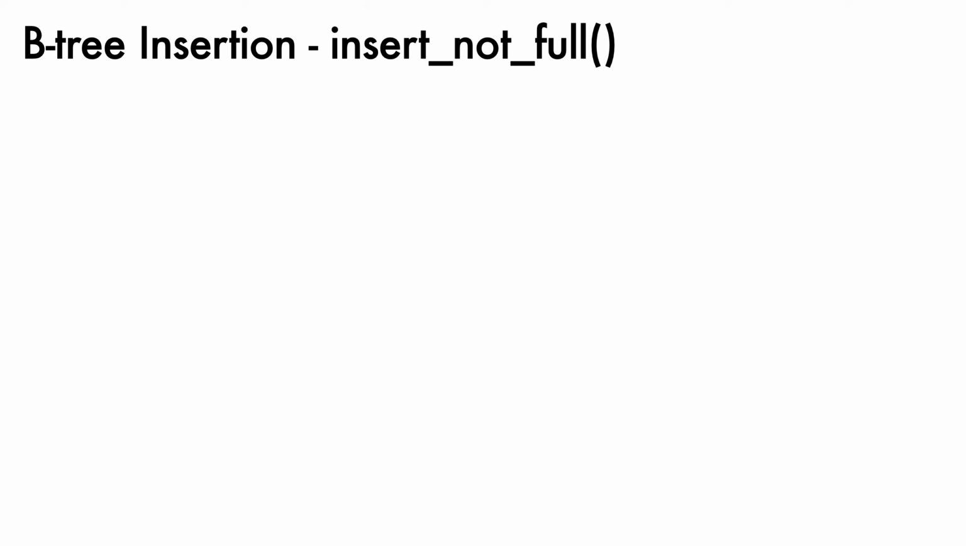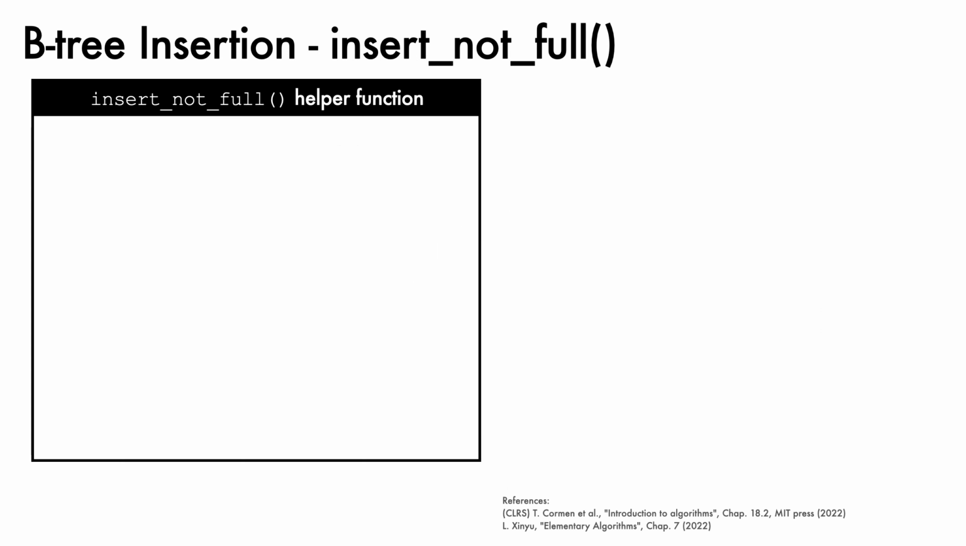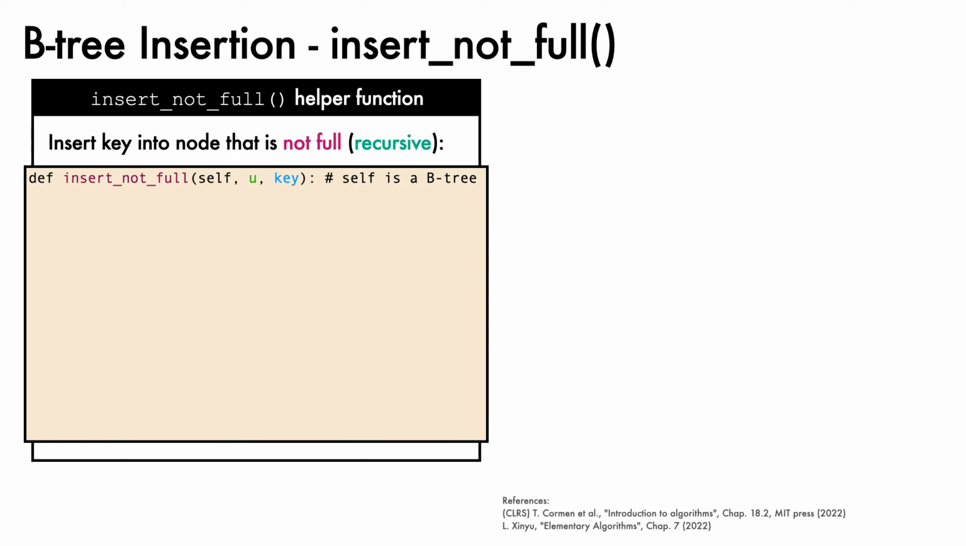The last helper function we need to fill out our implementation is insert_not_full. As you might infer from the name, this function is going to insert a key into a node that is not full, recursively descending the tree and ensuring that any node it descends into is not full. The function takes as input an instance of a B tree, a node U representing the not full root of the subtree for insertion, and a key to insert.